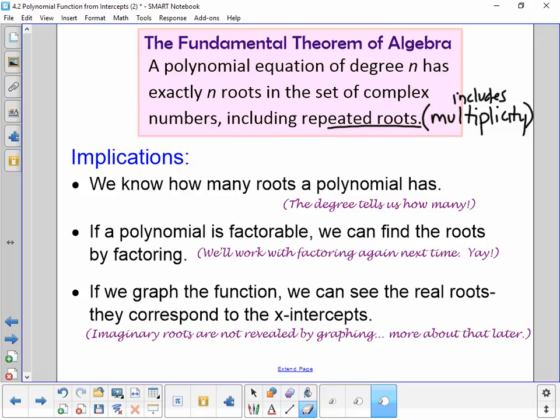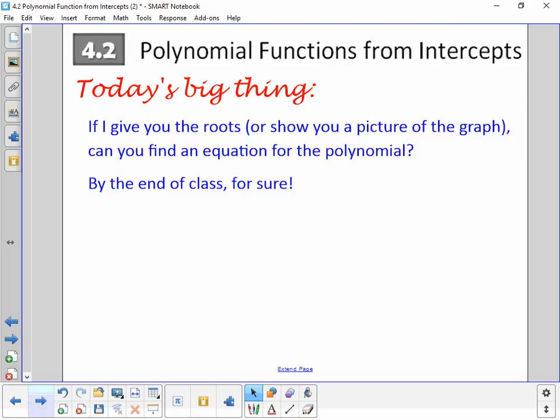Okay, so here are some of the implications of the fundamental theorem of algebra in our context today. If we have a polynomial equation, we know exactly how many roots it has. The degree tells us how many. If a polynomial is factorable, we can find those roots by simply factoring it, and we'll be factoring more next time. And if we graph the function, we can see the real roots that correspond with the x-intercepts. The only problem is if they are non-real roots, if they have an imaginary part like an i, we cannot necessarily see those on the graph. They don't correspond to x-intercepts. And more on that coming up in the future.